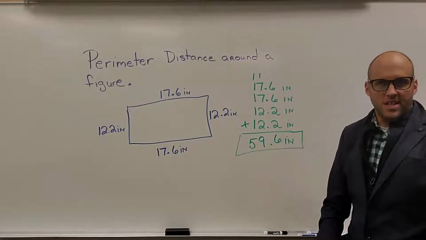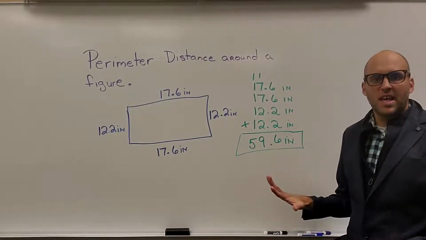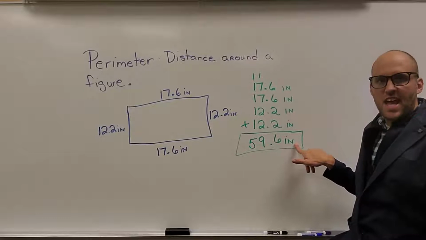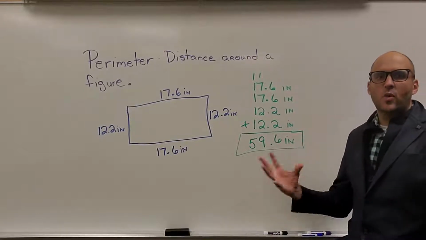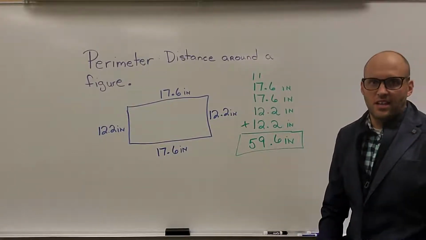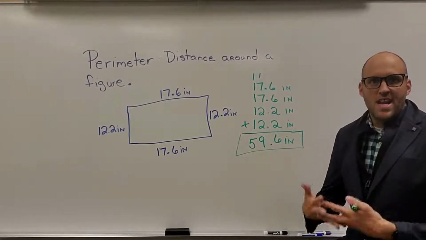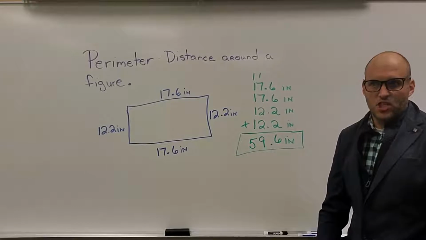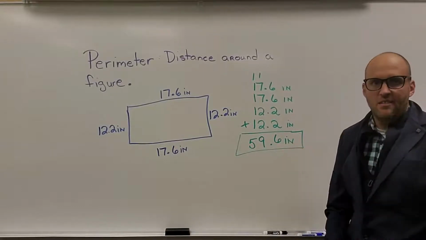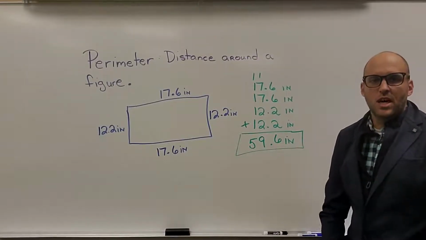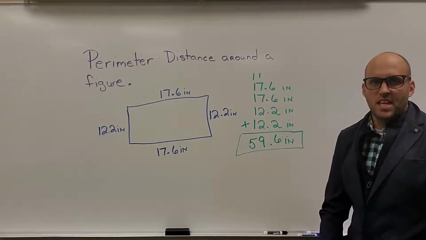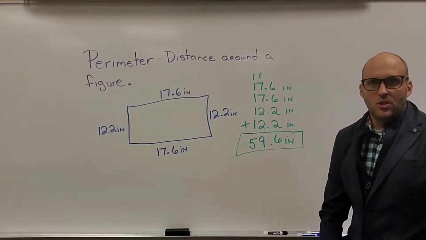Always remember the units. For perimeter, because there's no multiplication, the units will just stay inches. There won't be any squared units or cubed units. As we get into volume and area, you'll notice that these things will change. But for today, we just have inches. So let's do a couple of examples and see if you can find the perimeter of a shape.